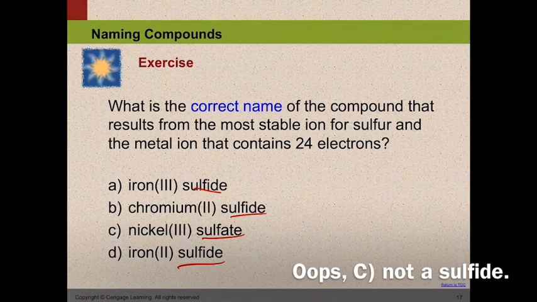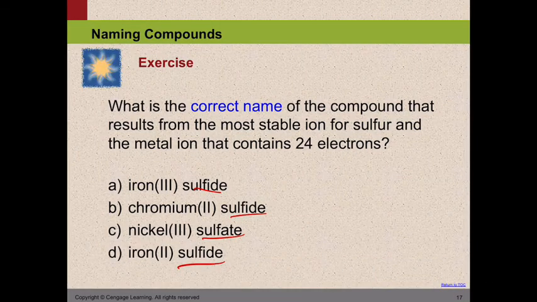Now, this one's a little tough, but when we look at all the options, iron normally has 26, so iron 2 would have 24 electrons because a +2 charge loses 2 electrons. We end up with 24 electrons, and the correct answer is iron 2 sulfide.